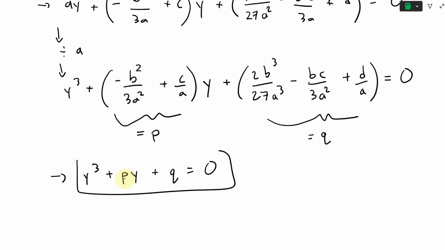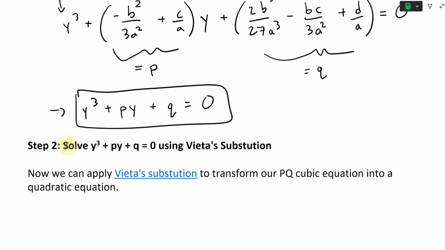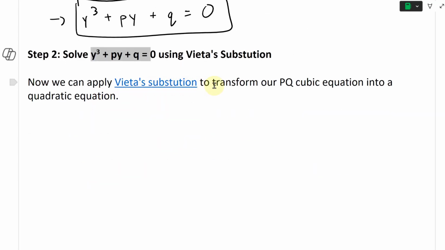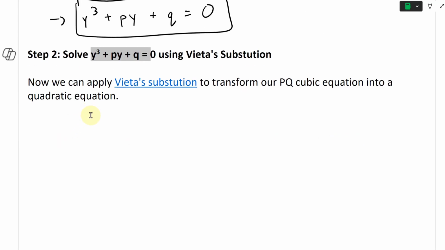So epic stuff there. Alright, now that we have this PQ form of the cubic equation, we can go to step 2 and we're going to solve this equation using Vieta's substitution. So now we can apply Vieta's substitution to transform our PQ cubic equation, this y to the power of 3 plus p y plus q equals 0, into a quadratic equation.